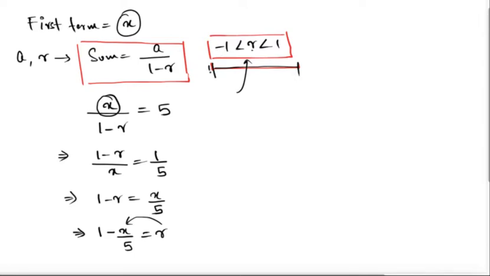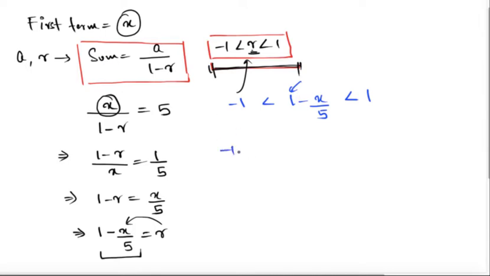This is the value of r in terms of x. So now in this inequality here, instead of r, I'll substitute this value, 1 minus x upon 5. So this will give me negative 1 less than 1 minus x upon 5 less than 1. Now this value should be between minus 1 and 1. Now let's try to remove this 1 from here, and I can remove 1 by subtracting 1. So I have to do that throughout.